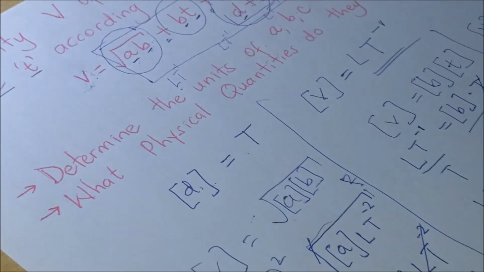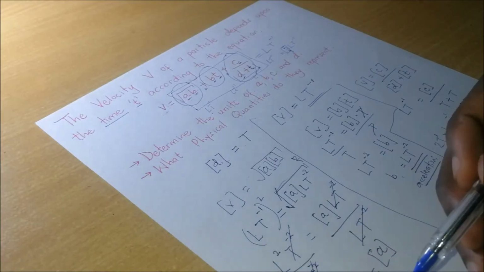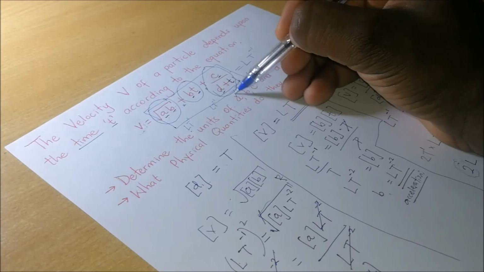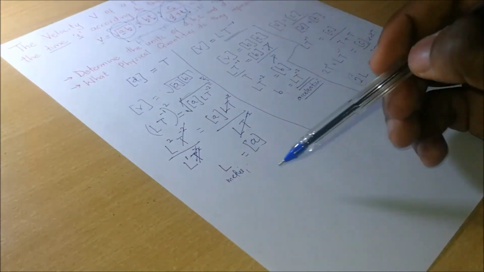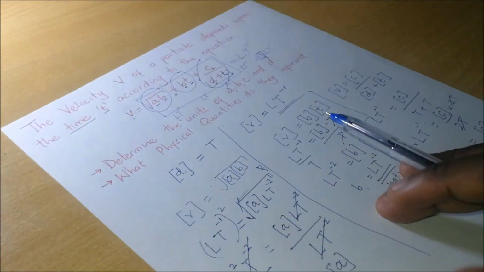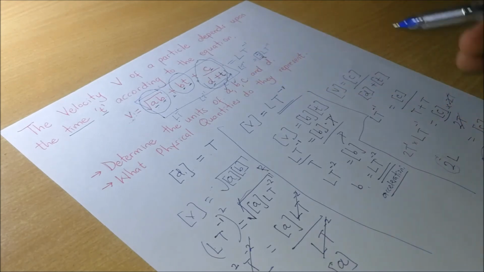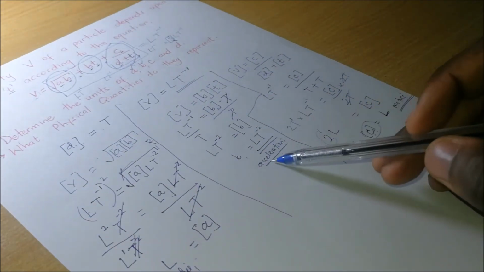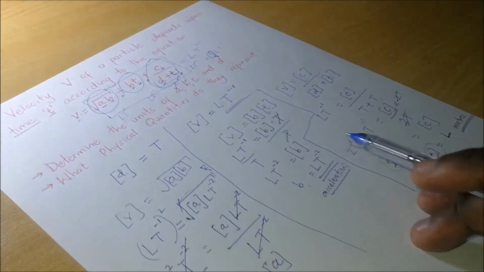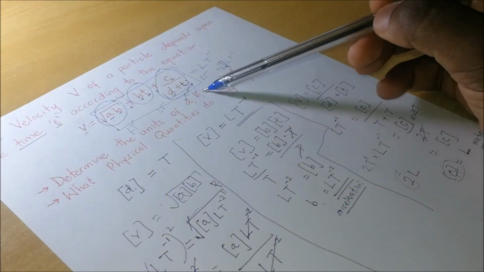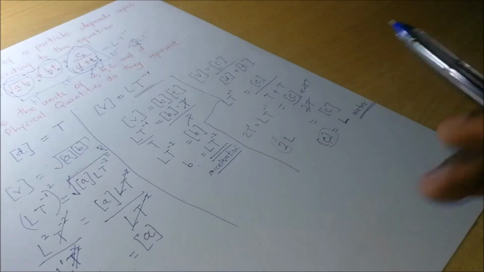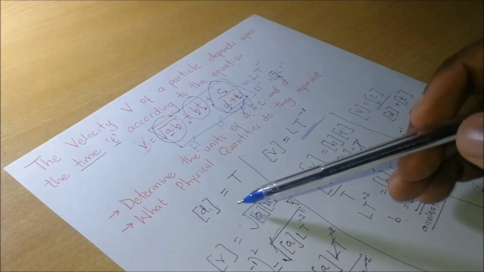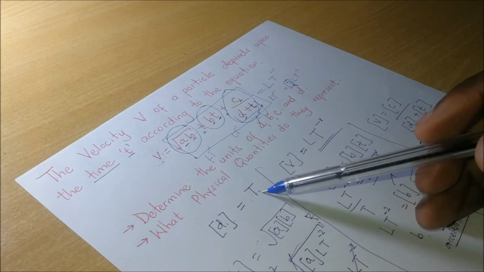So in other words, they're telling us to determine the units of A, B, C, and D. We determined the units for A as meters because it's length. The units of B, we got LT to the power negative 2, that was acceleration. The units for C, we got right here as meters, and the units for D, we got them as seconds, which is T.